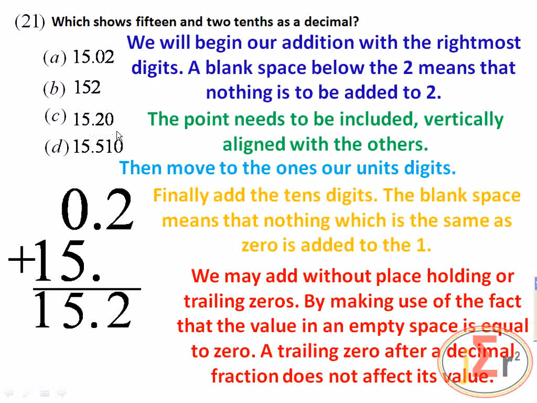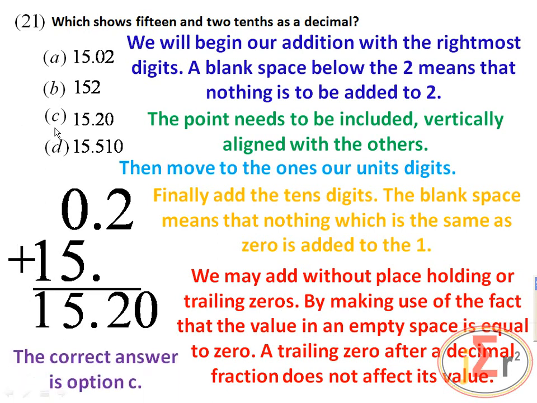15.20. So candidates need to be aware that if we include a trailing 0 after a decimal point, it will not affect the value of the answer. So 15.2 we got, which is the same thing as 15.20, and 15.20 is the one that is in the options. So what option is correct? C. The correct answer is option C.